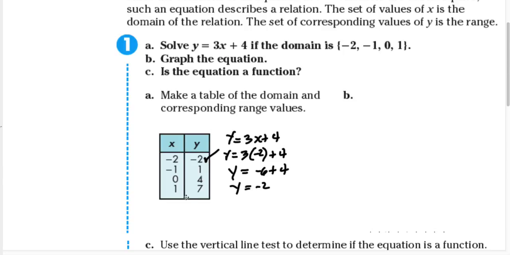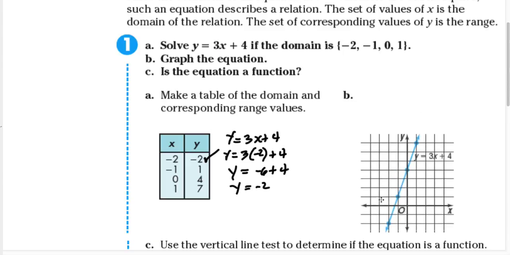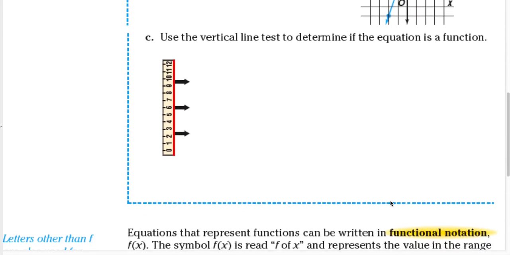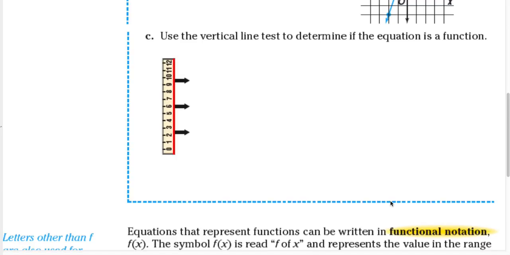After we have created our table, letter B asks us to graph the equation. So we'll simply graph all the ordered pairs. This is how you graph them: -2, -2 right here, -1, 1, 0 and 4 would be right there, and 1 and 7 would be up there, and simply connect all those points with a straight line. And letter C, use the vertical line test to determine if the equation is a function or not.